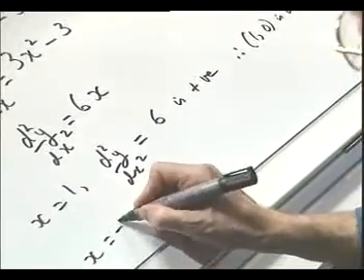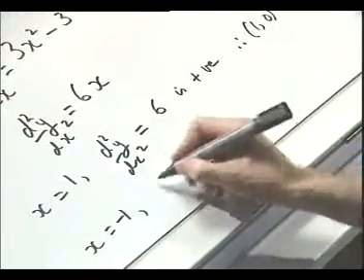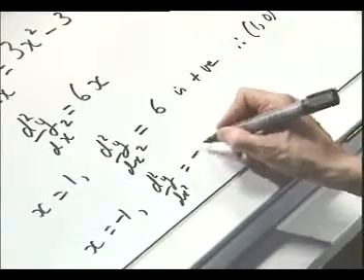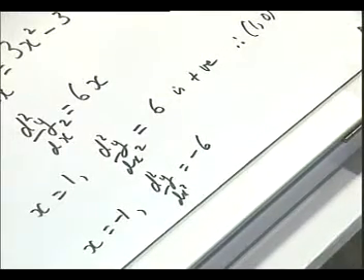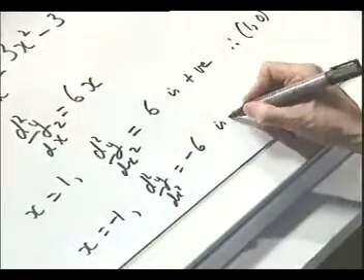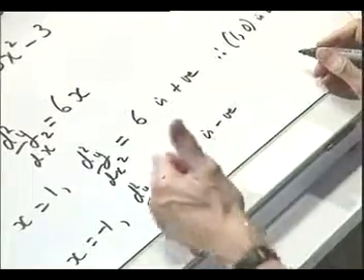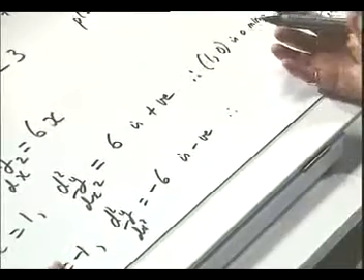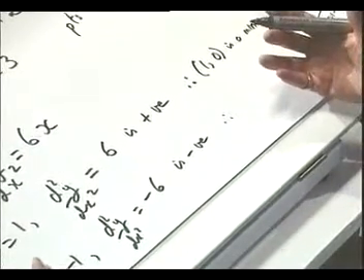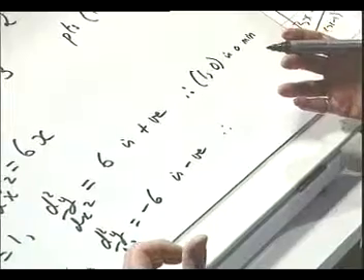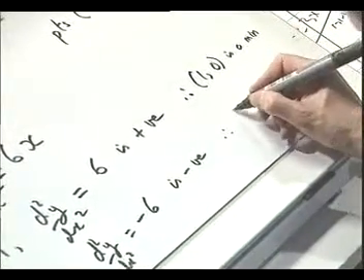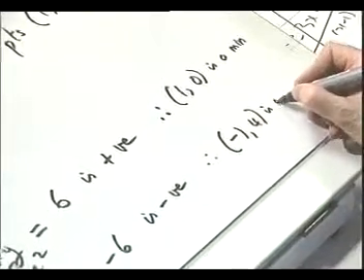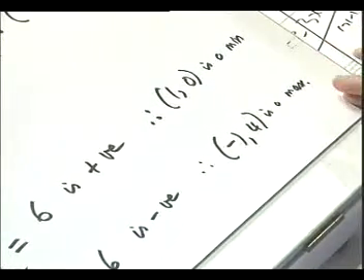X equals minus 1, this is our second point. d2y by dx squared is equal to minus 6, and that is negative. The value of these doesn't matter, it's their sign that matters. And therefore, what do we know? We know that if dy by dx is 0 and d2y by dx squared is negative, then we have got a maximum. So minus 1, 4 is a max.